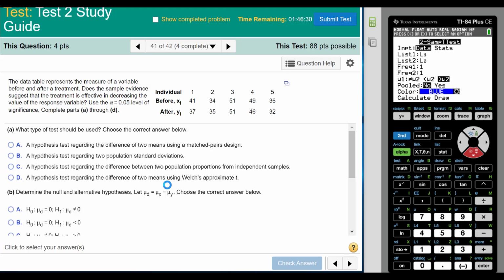The data table represents a measure of a variable before and after. Once you see a before and after on the same individual, the samples are dependent, so we have to do the difference in this case. Does the sample evidence suggest that the treatment is effective in decreasing the value of the response variable? So we want to see if the measure of a variable decreases after a treatment. Use a 5% level of significance.